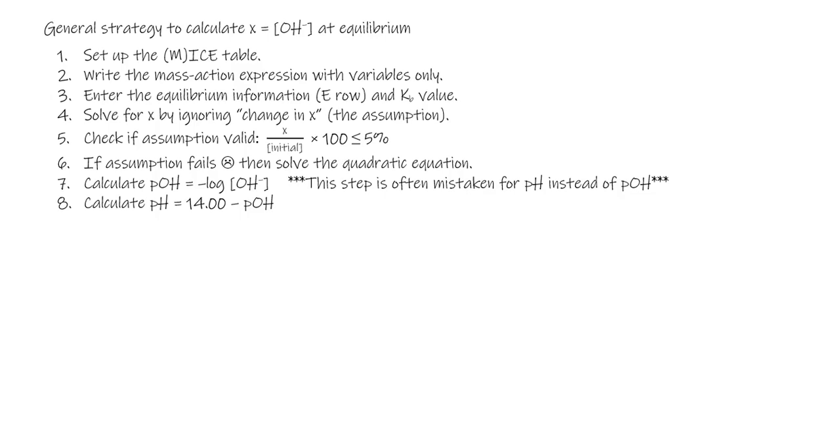After solving for x, which equals OH minus, we'll calculate pOH equals negative log of OH minus. This step is often incorrectly assumed to be pH equals negative log of H plus, so be deliberate in recognizing what x means. x equals OH minus for weak base equilibria. Once you have pOH, then rearrange the equation pH plus pOH equals 14.00 to solve for pH.